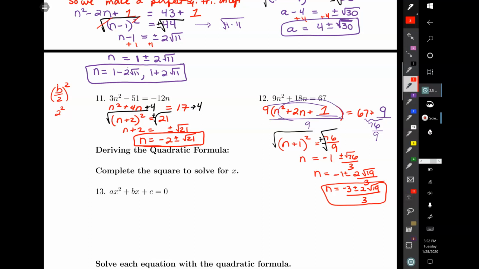So now we're going to look at deriving the quadratic formula that we like to use so much. It's pretty convenient. And we're going to use completing the square. And I'll do that in part 3 of the video.